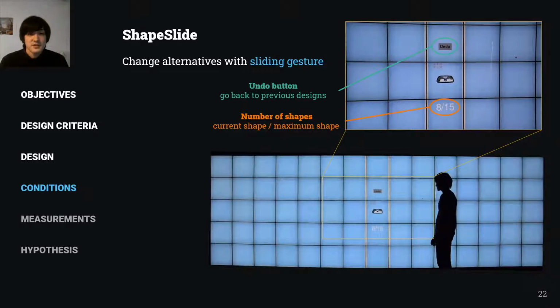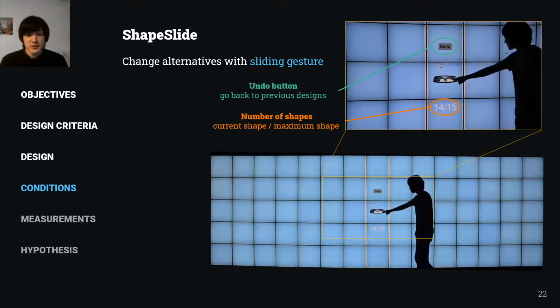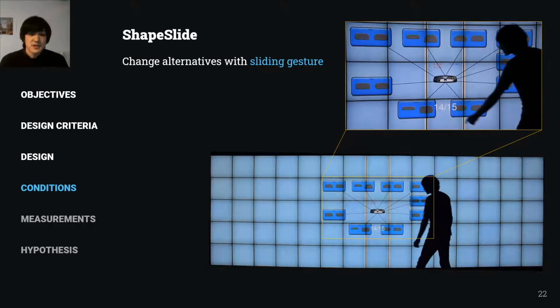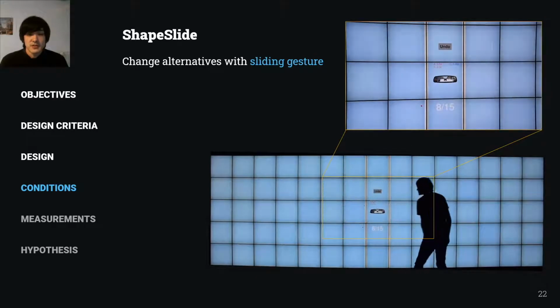ShapeSlide is a technique that displays only one shape at a time. With ShapeSlide, users can change the shape displayed at the center of the screen with a sliding gesture. Also, they can go back to previous designs with an undo button. Originally, ShapeSlide is designed for a standard touch screen or desktop computer. For this experiment, we implemented ShapeSlide on the water display to fairly compare the effect of shape visualizations without the bias due to the device differences.